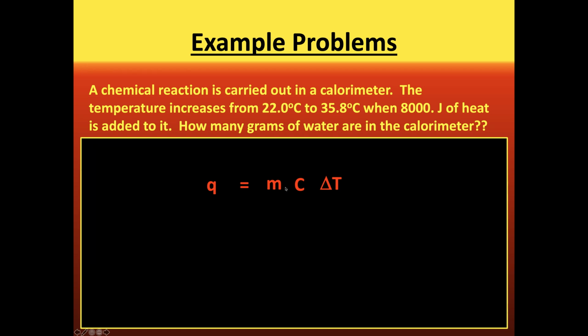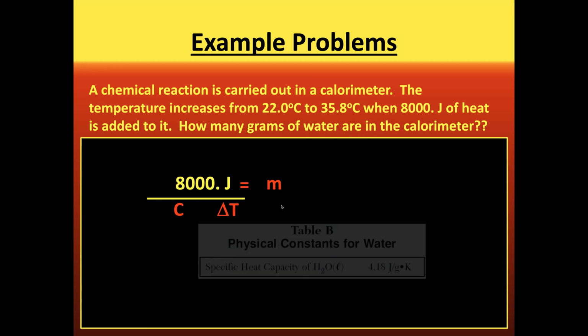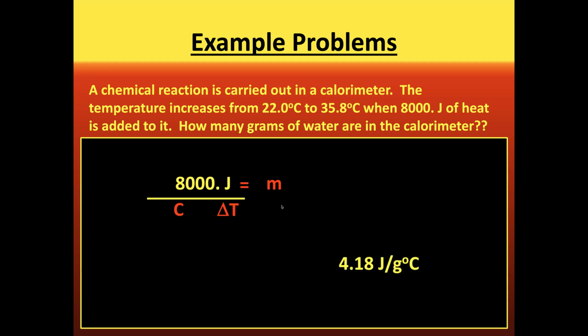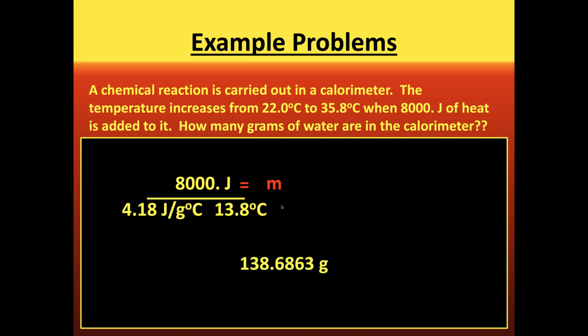So remember when I taught you how to do the algebra? What we do is we put a circle around the mass and we rearrange the equation to solve for m. So we divide both sides by c delta T. Once we have a rearranged equation, we just simply substitute in the numbers. Our Q is 8,000 joules, so we plug that in. Our specific heat is 4.18 joules per gram degree Celsius. We substitute that in. And as we said, our temperature change is 13.8 degrees Celsius. We substitute that in. Joules and degrees Celsius cancel, leaving us with grams.